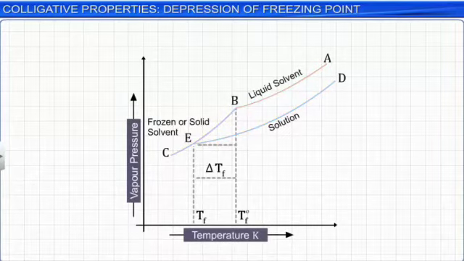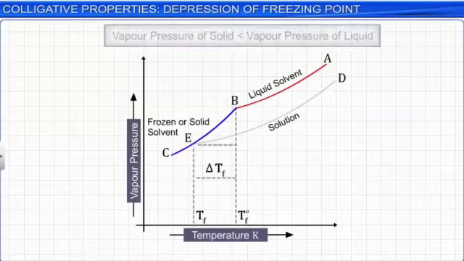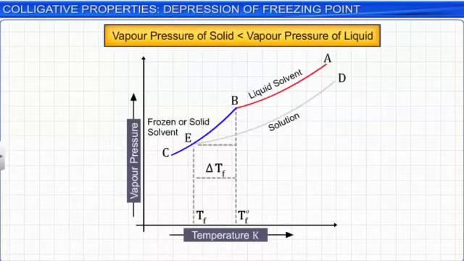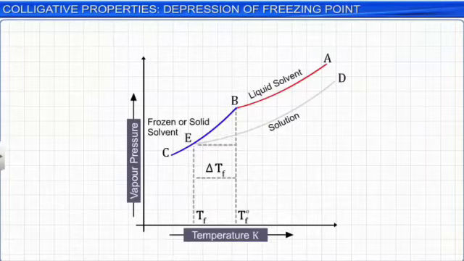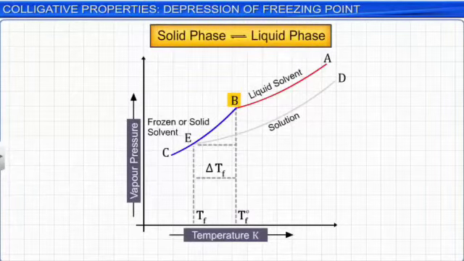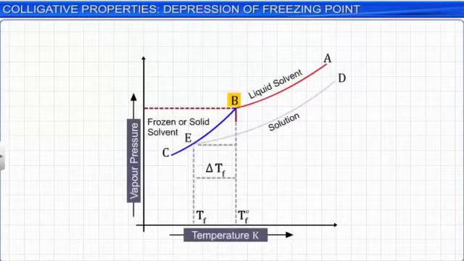On cooling, the vapor pressure of the pure solvent decreases along curve AB. At point B, the solid starts appearing. On further cooling, the vapor pressure decreases steeply along BC. This is because solids have lower vapor pressure than liquids. At point B, the liquid phase and the solid phase are in equilibrium and have the same vapor pressure. Therefore, B represents the freezing point Tf0 of the pure solvent.